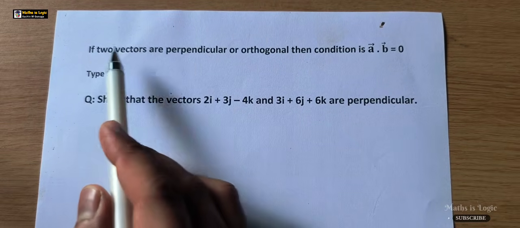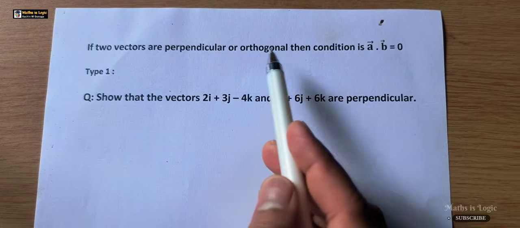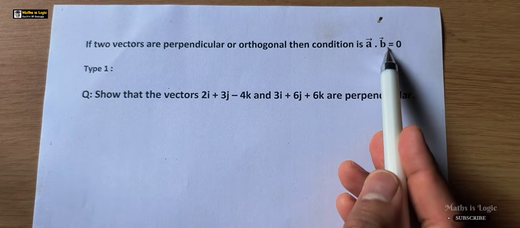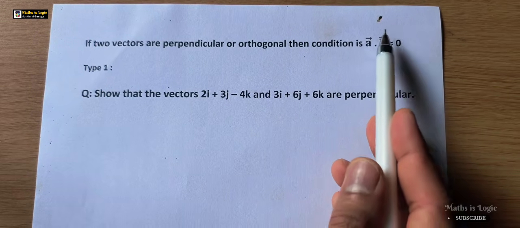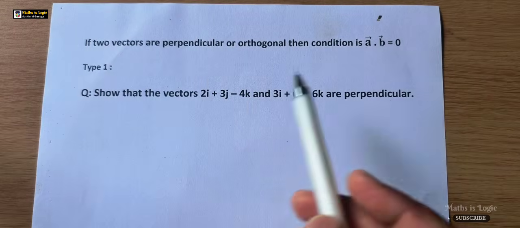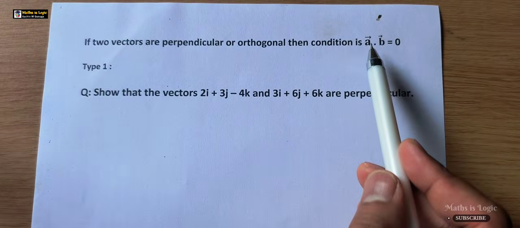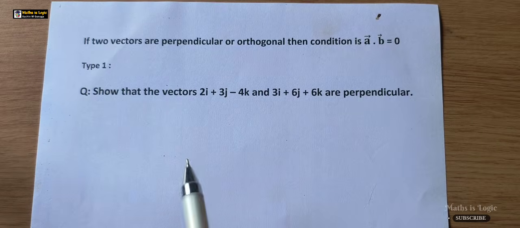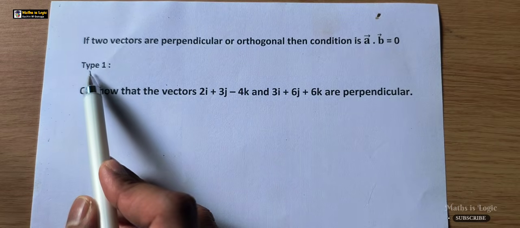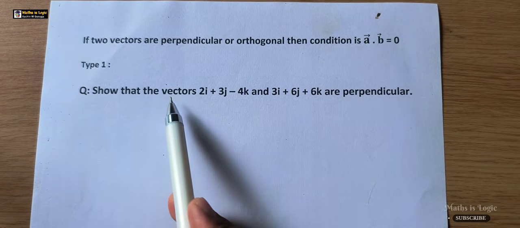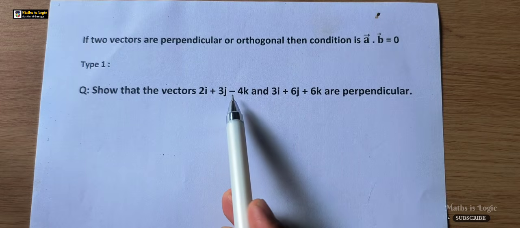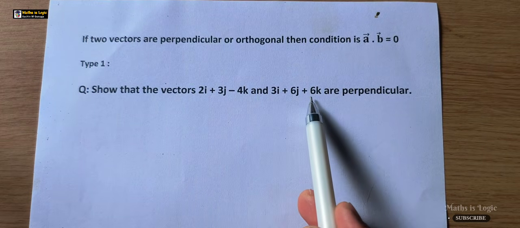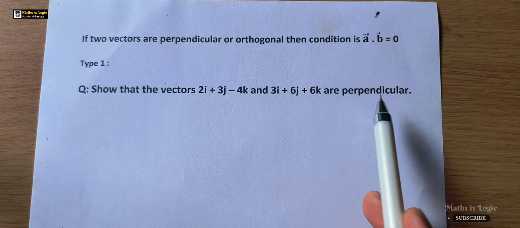Next, if two vectors are perpendicular or orthogonal, then the condition is a vector dot b vector is equals to 0. So remember this condition. So important type, using this condition there are two types of examples, both are important. So in that first type is show that the vectors 2i plus 3j minus 4k and 3i plus 6j plus 6k are perpendicular.